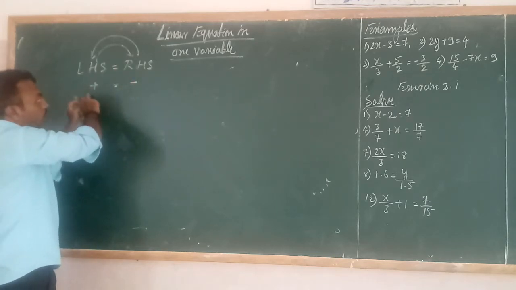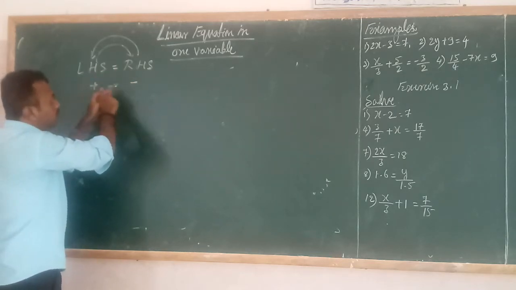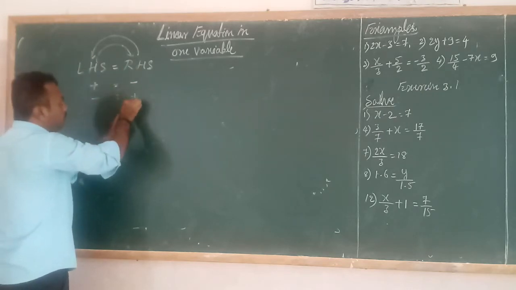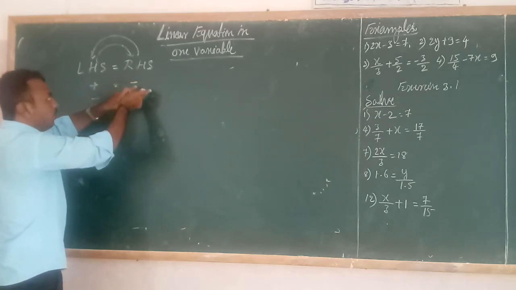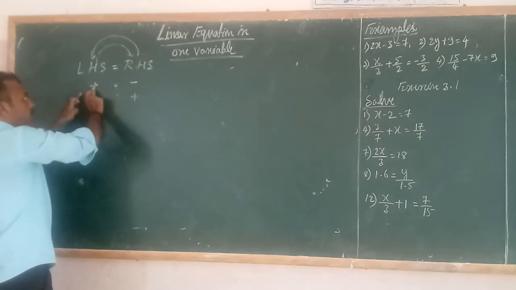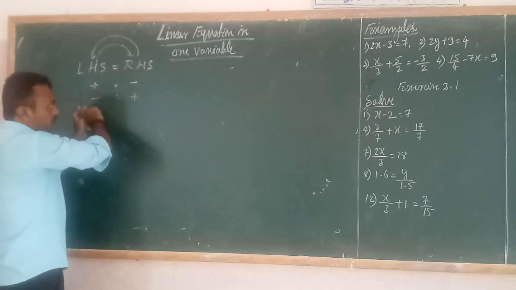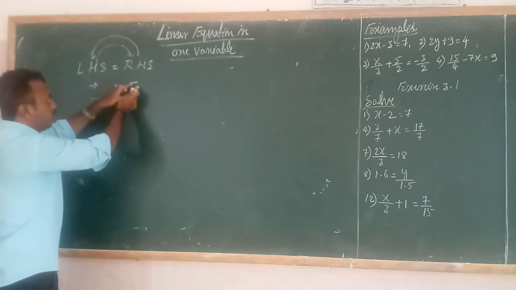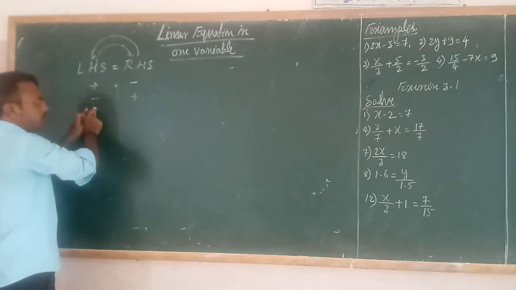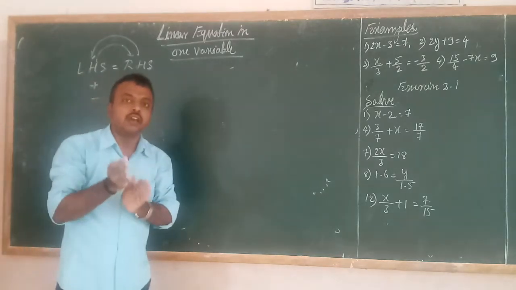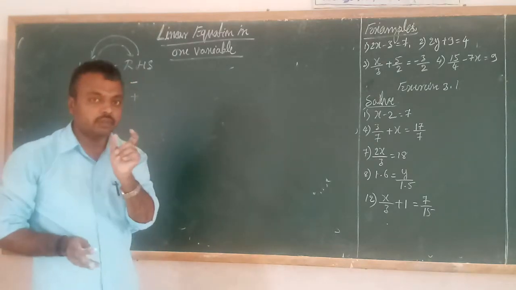When a plus term on the LHS side goes to the RHS side, or from the RHS to the LHS, the plus becomes minus. Then a minus going to the other side becomes plus. If you send a minus to the LHS, it becomes plus, and plus becomes minus. Understand? So when you change a term from LHS to RHS or RHS to LHS, the sign changes.